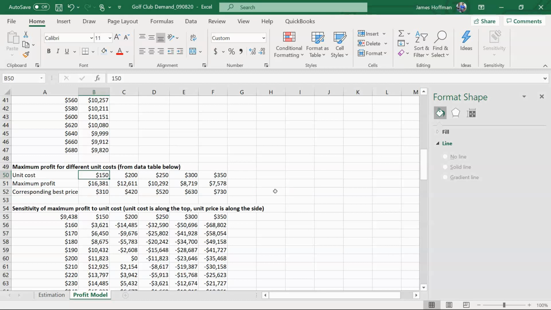What this tells you, and how you read this, is that if it costs this much to produce the clubs, we should charge $310 per set of clubs, and this is our profit. If it costs $200 to make the clubs, we should sell the clubs for $420, and this is our highest profit. So that's what we learned here. If the unit cost is this, we charge this. That's our profit.